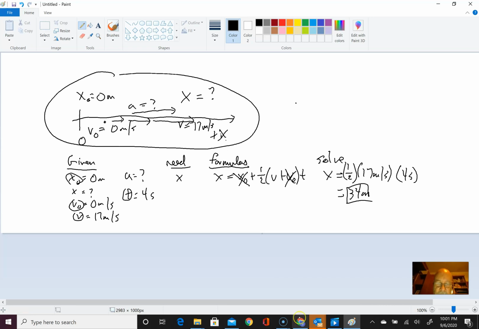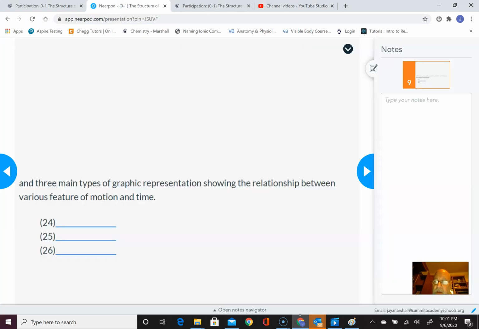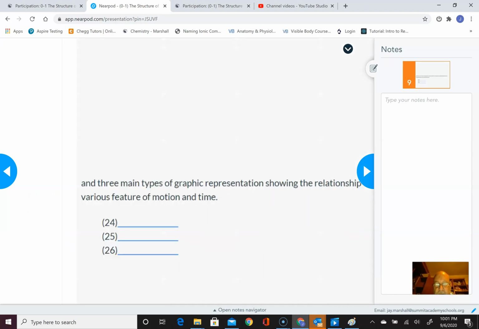Okay, so we'll go back to our presentation here. And we had said previously we're going to have a motion diagram and a vector diagram. You can see that typed out up in the notes here.